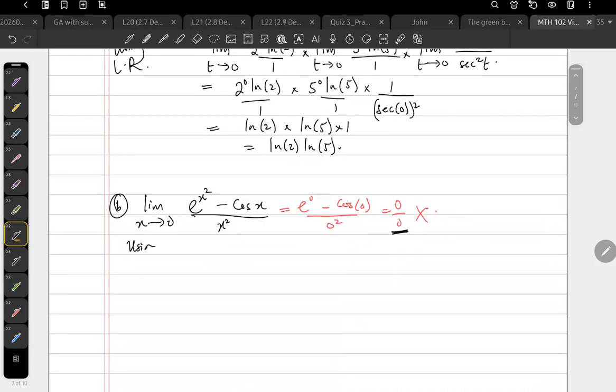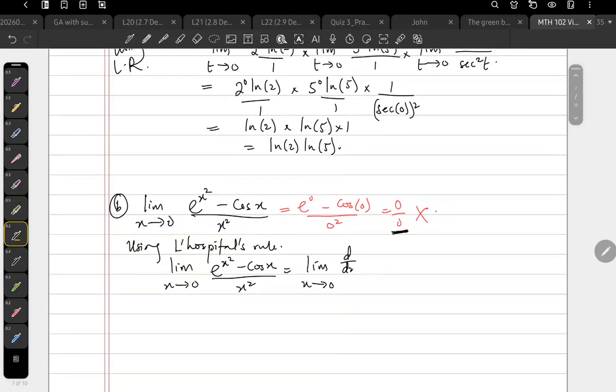So using L'Hopital's rule, we know that the limit as x approaches 0 of e to the power of x squared minus cos x over x squared is equal to the limit as x goes to 0 of the derivative of e to the power of x squared minus cos x over the derivative of x squared.